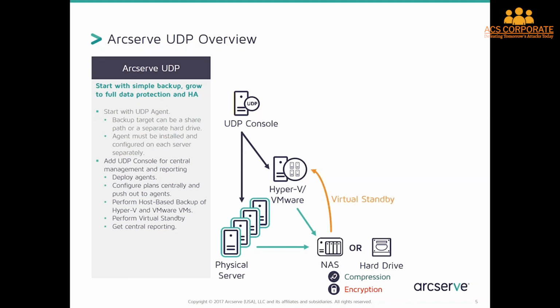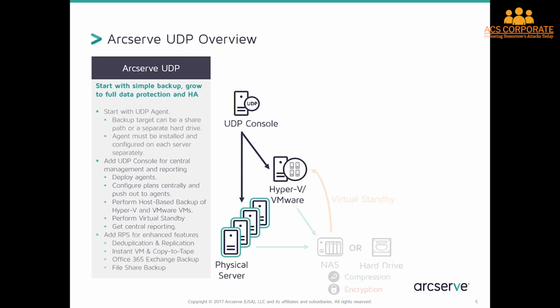And on top of that, it gives us the capability to do virtual standby. Virtual standby takes a backup image and creates a powered off VM inside the hypervisor, either Hyper-V or VMware. So if our source machine were to fail for any reason, we can, at the click of a button, turn that VM on, and we have a consistent server image ready to run based on that last backup that was available.